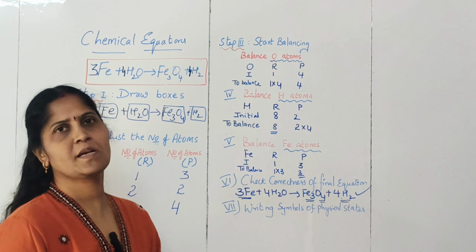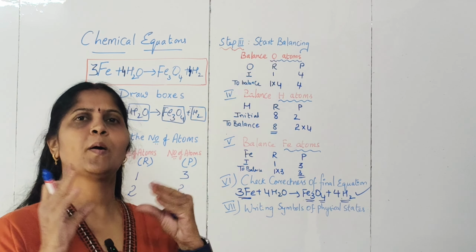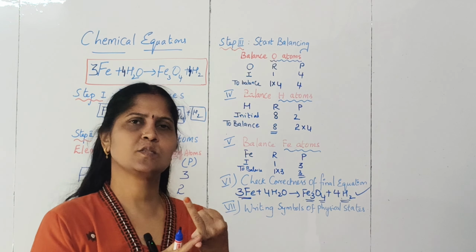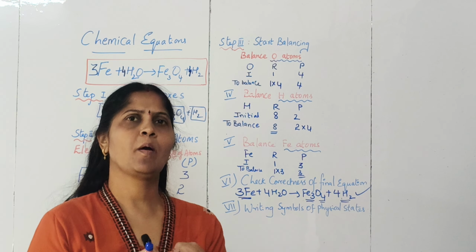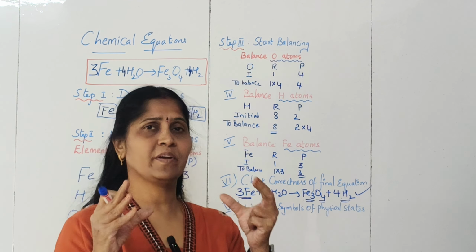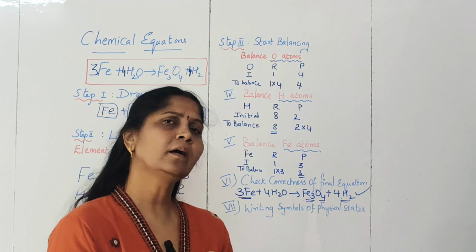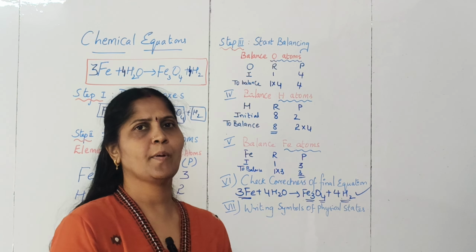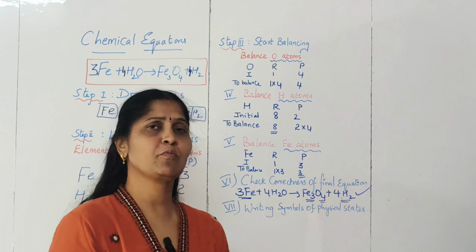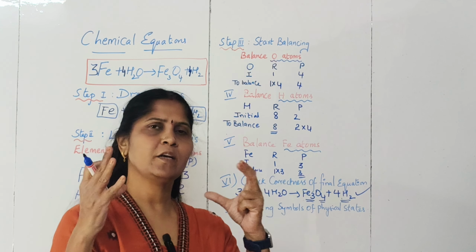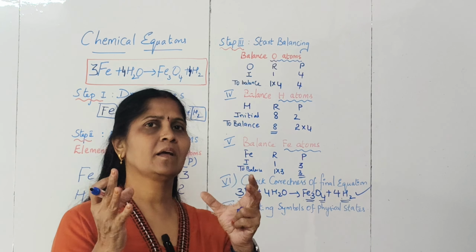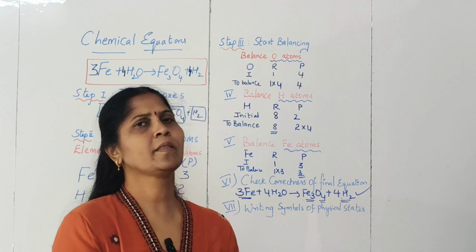Writing symbols of physical states. See, different compounds have different physical states. What are physical states? The compounds can exist in solid form, liquid form or gaseous form. So to depict the reaction completely, sometimes they may specifically ask you to write the physical states of different compounds. In such cases you have to be well aware of the physical states beforehand, because they will be deduced by the scientists, in what physical state that particular compound is undergoing the reaction.